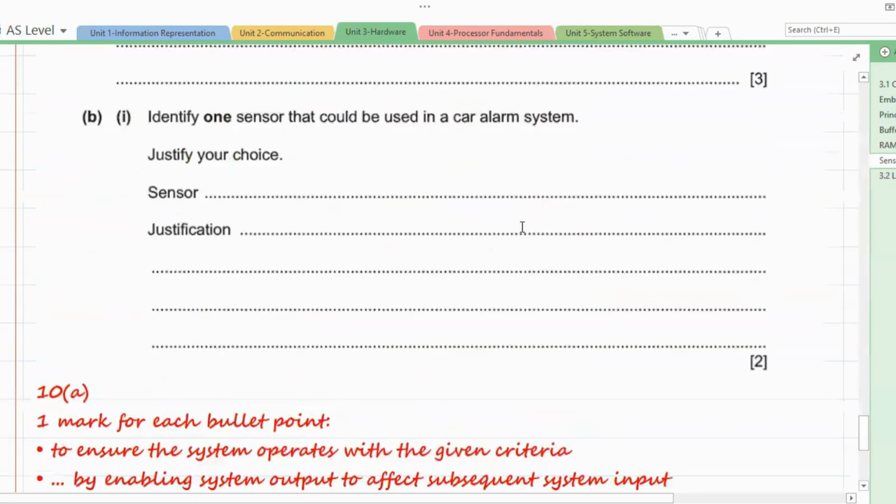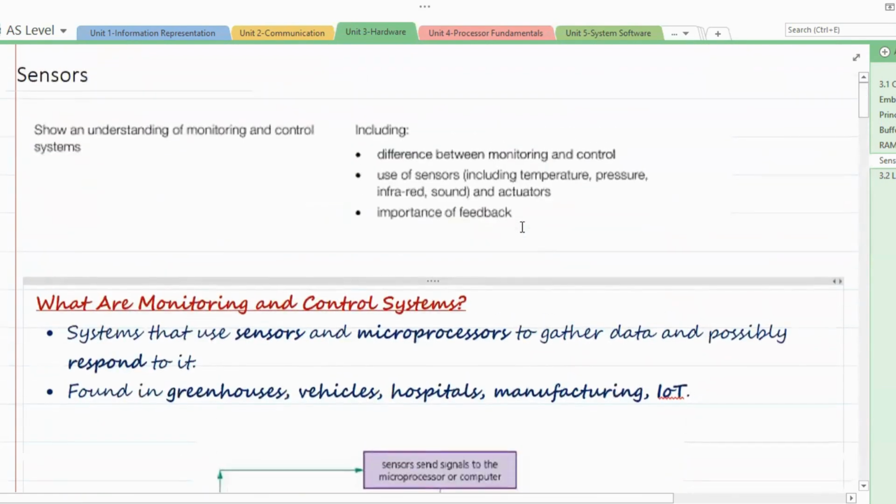So that's all for today. We have covered sensors and their role in monitoring and control systems.